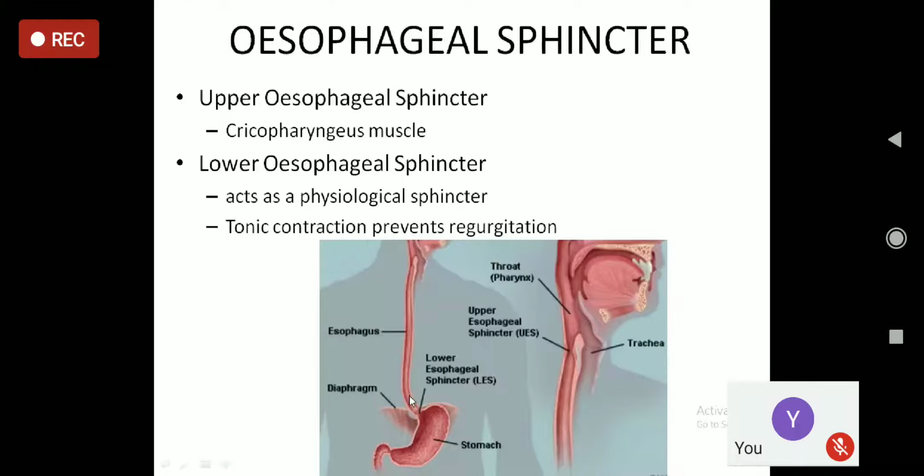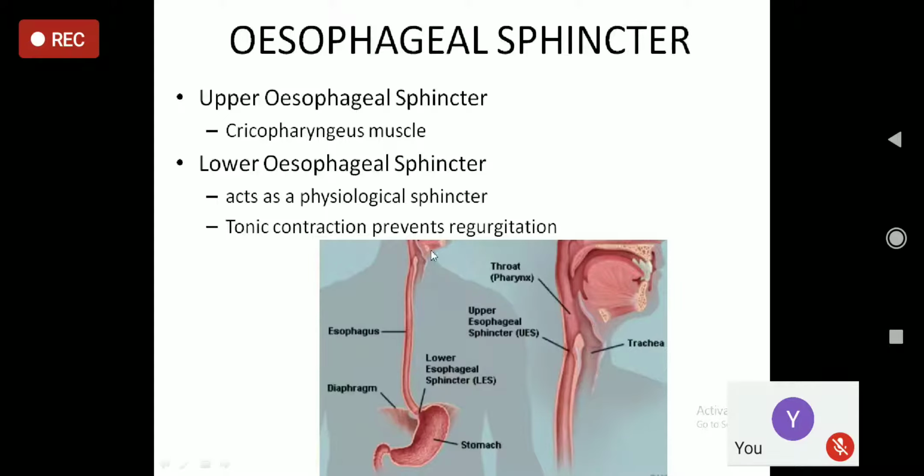while the lower esophageal sphincter is also known as the gastroesophageal sphincter, as it continues down with the stomach. Actually, it is considered a physiological sphincter because no particular muscle is forming this sphincter. It is simply formed by the thickening of the circular muscles of the esophagus itself. So it simply acts as a physiological sphincter and prevents regurgitation of gastric content back to the esophagus.